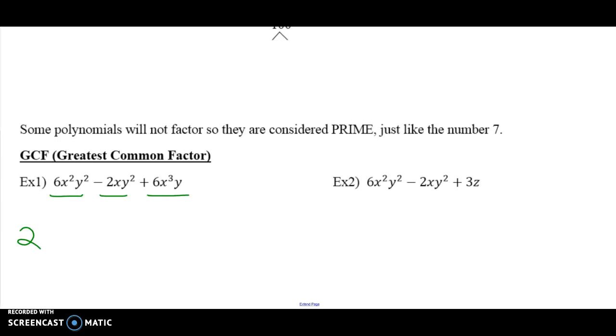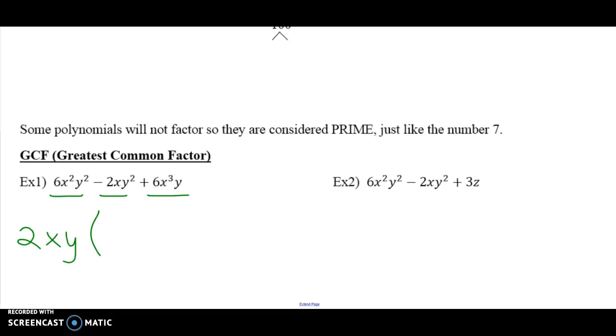So it's 2. And then do all of them have an x? Yes. Do all of them have an x squared? No. So the largest number of x's that I can divide away would be x. And then what's the most number of y's that all 3 of them have? Just one y. That's called the GCF. And then we write a parenthesis. We're factoring out the GCF.